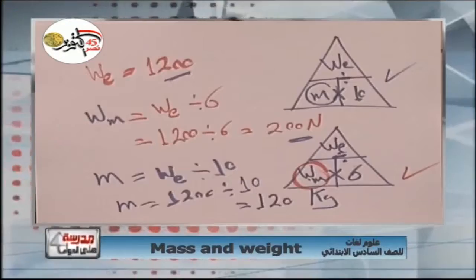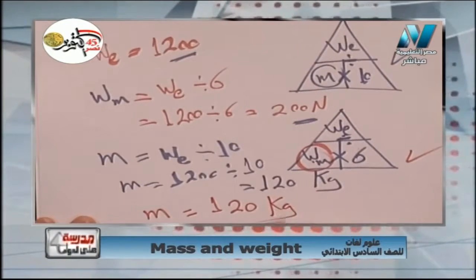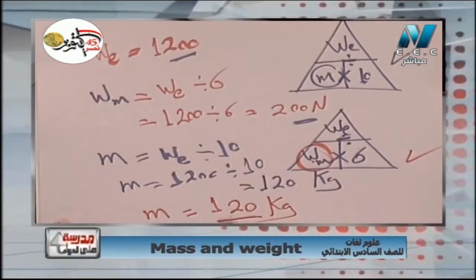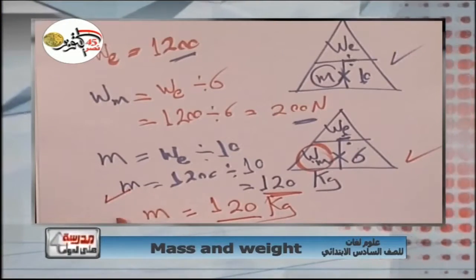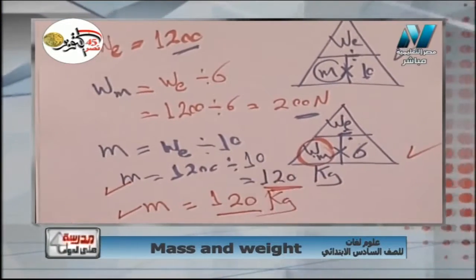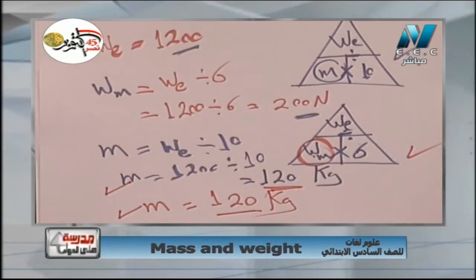So I will say here: mass on the moon equals what? Equals 120 kilograms, of course the exact same number. Why? I didn't use any triangle at all. Why? Because mass on the earth equals mass on the moon. They are the same. Mass doesn't change from place to place, as we have studied before.